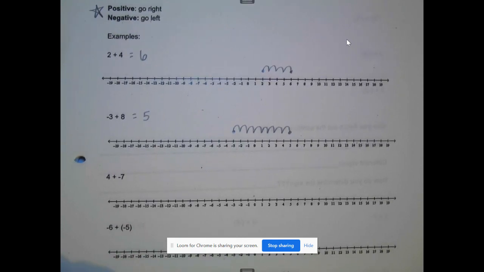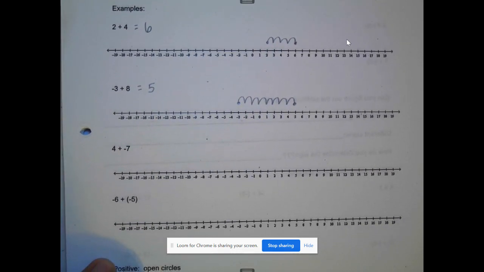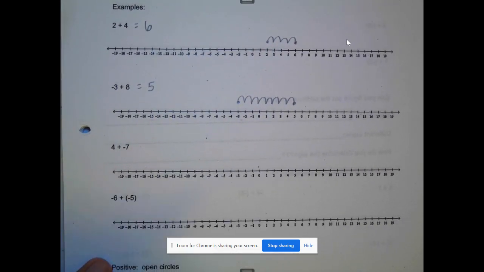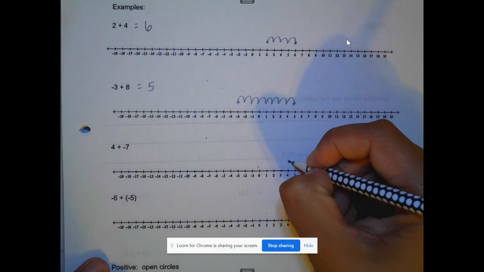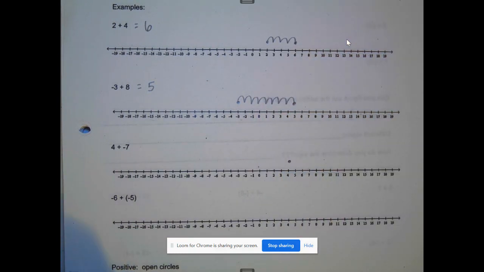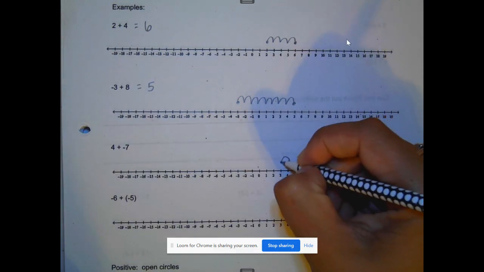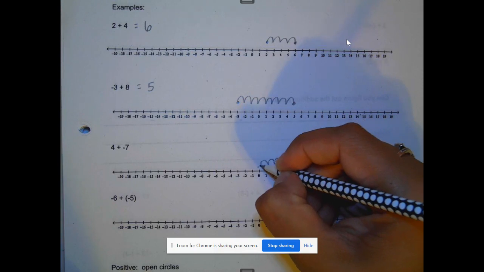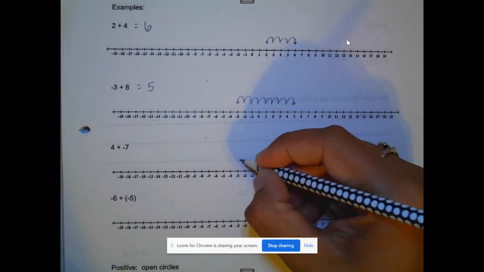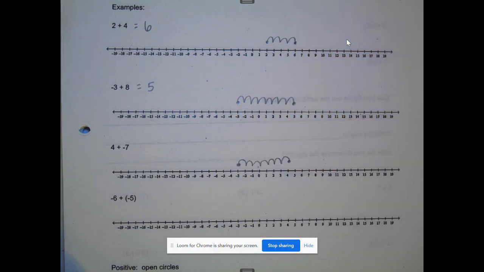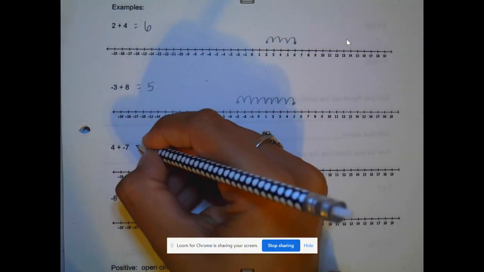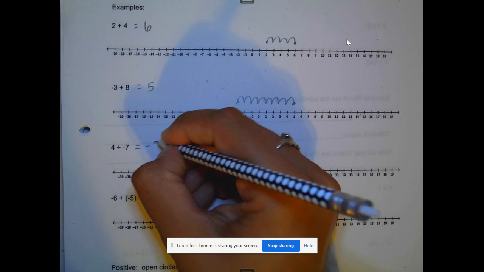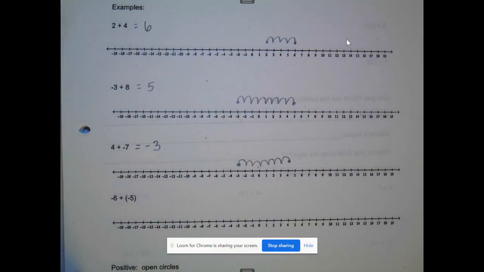Next one, 4 plus negative 7, so we start at 4, and we are adding a negative 7, so we are going to go to the left 7 spots. 1, 2, 3, 4, 5, 6, 7. Putting us at negative 3, so 4 plus negative 7 gives us negative 3 as our answer.